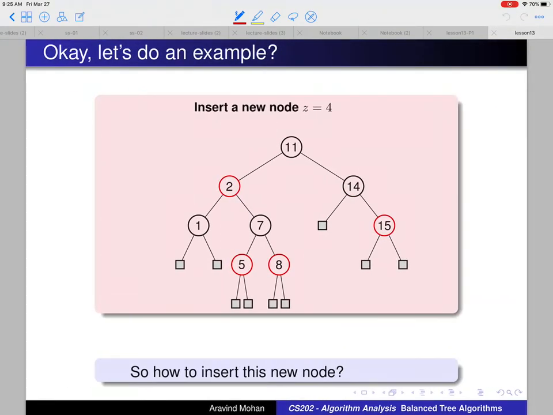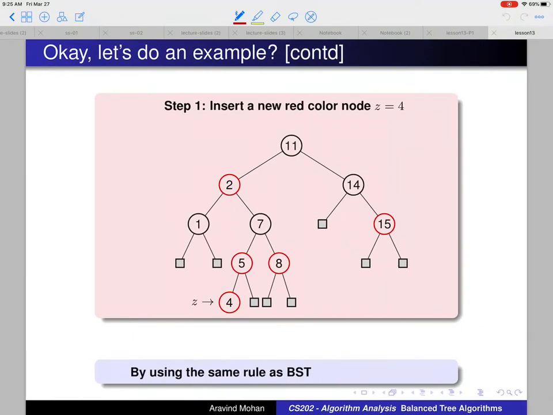Okay, so we had seen the algorithm and the step-by-step procedure, but then let's look at one real example to see how they are all connected. So let's say that we are given this tree and we want to insert the node with the value 4, right? So simply what we do is we apply the BST rule. If you recall, we ask a question starting from the root, is it on the left or right? So 4 has got to be on the left side.